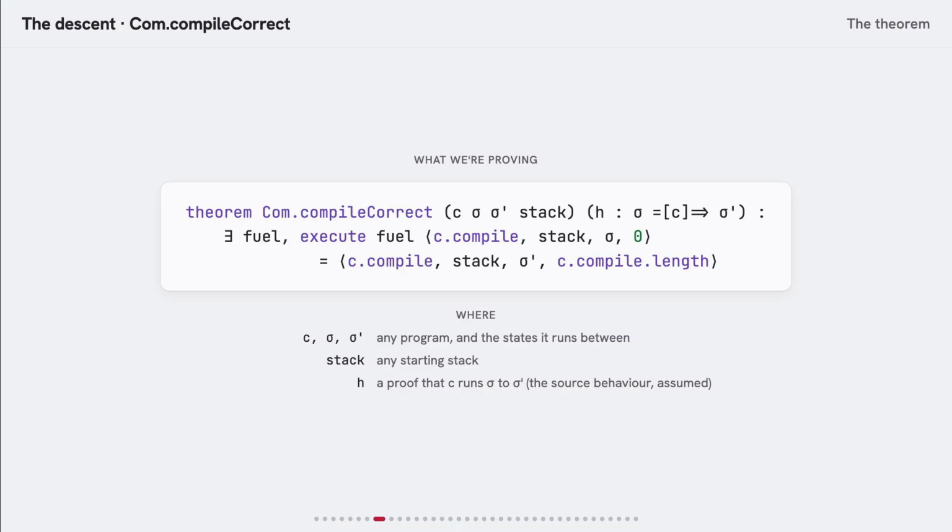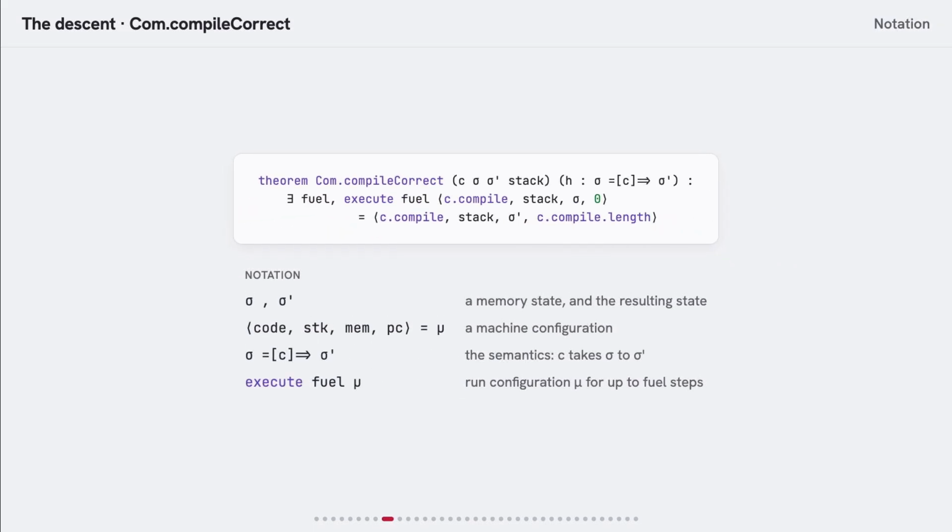Formally, it says there exists a fuel budget, and we will explain fuel in a moment, but there exists a fuel budget such that executing the code returns the configuration with final memory, sigma prime, and the program counter moved to the end. Since the notation may be unfamiliar, I'm going to explain it at every turn here.